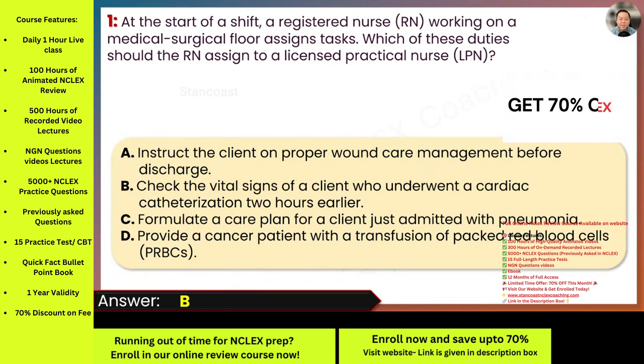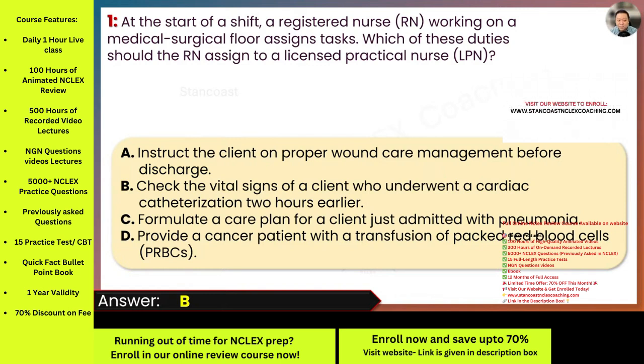Now, why is letter B a correct option? Well, review that the LPNs can handle routine monitoring tasks for stable clients. And this client in option B had a cardiac catheterization 2 hours ago, but at this point, they should be stable unless complications arise. The LPN can take vital signs and report any concerning changes, let's say a sudden drop in blood pressure, or a new chest pain, to the registered nurse. So this is a perfectly appropriate task for an LPN.